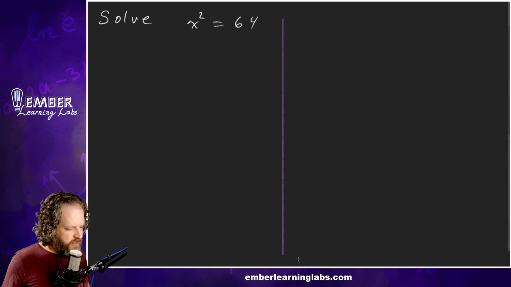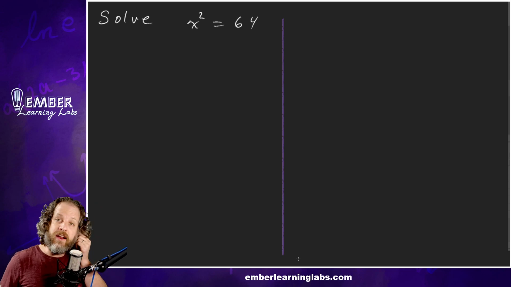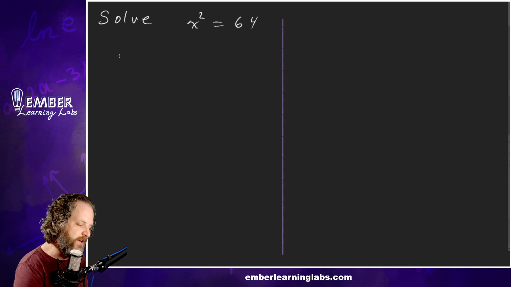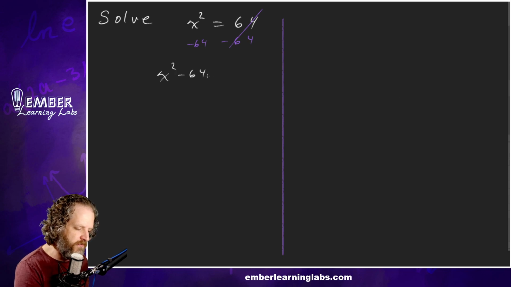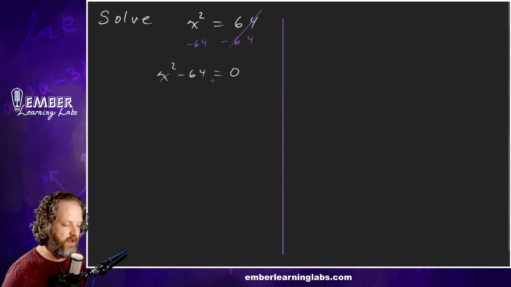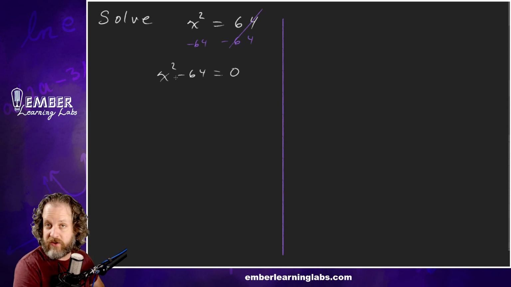And so if we're going to solve it by factoring, if you're wanting to factor a thing, our first goal is to get everything on one side and 0 on the other side, which we don't currently have. So we would subtract 64 on both sides, right? That would cancel. We would have x squared minus 64 equals 0, right? So now we have a difference of two squares.